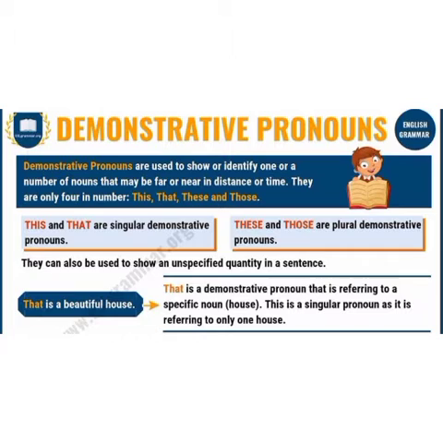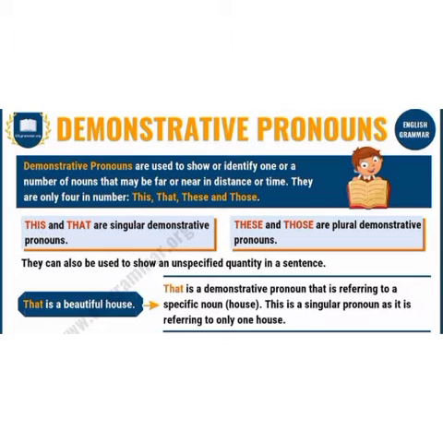They can be used to show an unspecified quantity in a sentence. Like, that is a beautiful house, which is not near. That is a beautiful house. So here the word that is known as a demonstrative pronoun. That is a demonstrative that is referring to a specific noun, meaning house. It is referring to a specific noun and the specific noun is house. This is a singular pronoun as it is referring to only one house. Okay, the word that is a singular pronoun because it is referring to only one house, right?